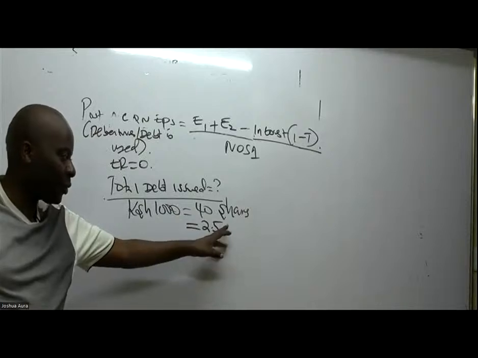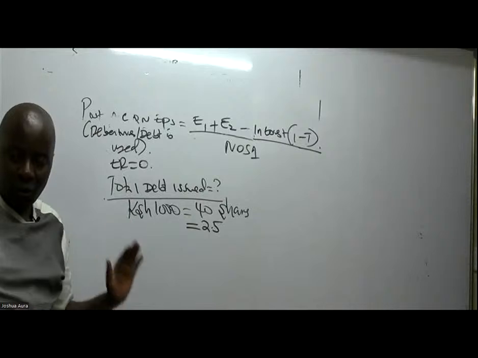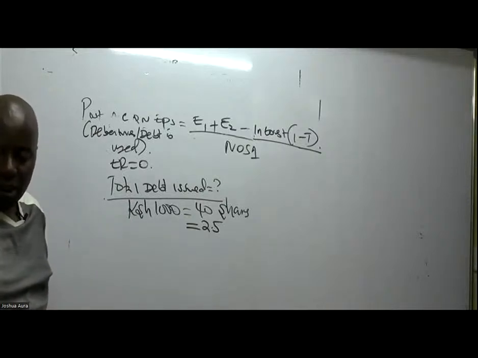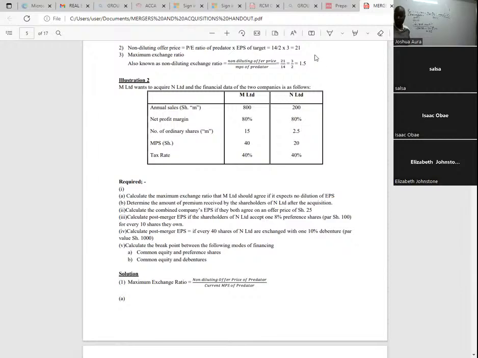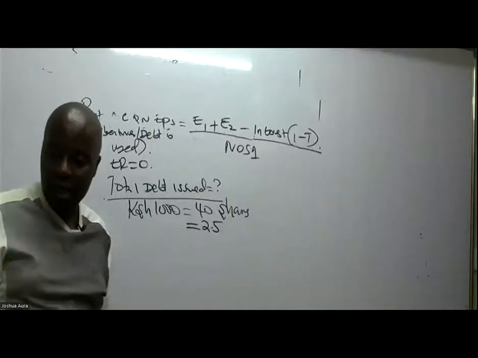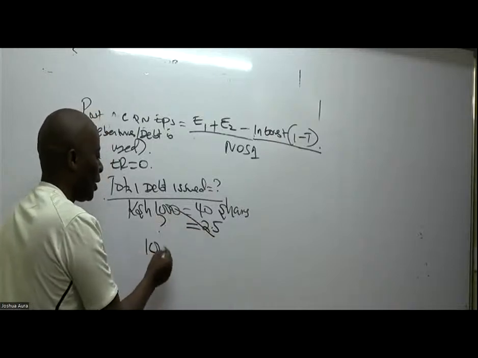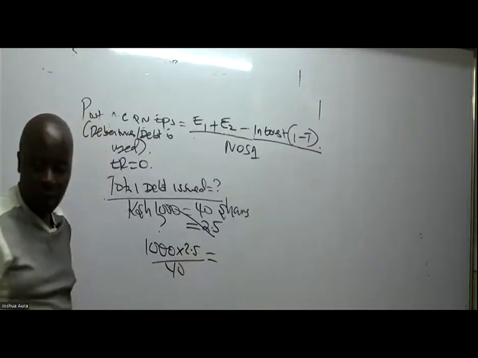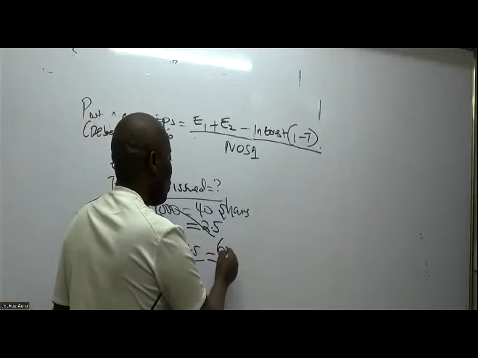I know this is millions, but just leave those millions away. So 2.5. It is these shares of company two which you are acquiring. So somebody is giving us that figure there. If you cross multiply, you will get 1,000 times 2.5 over 40, which will give us how much? 62.5 million.